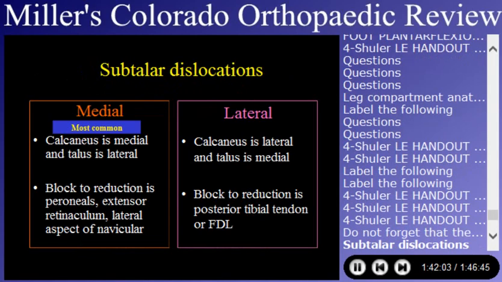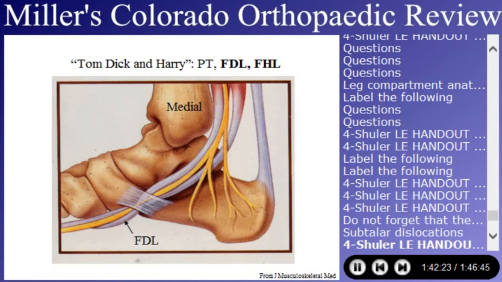Subtalar dislocation is named for where the actual calcaneus goes. Calcaneus goes medial, therefore it's a medial subtalar dislocation, which is most common. So the structures that are going to block you from reduction are the things that are lateral then: peroneals, extensor retinaculum, lateral aspect of the navicular. And the opposite is true for lateral subtalar dislocation. Tom, Dick, and Harry on the medial side.